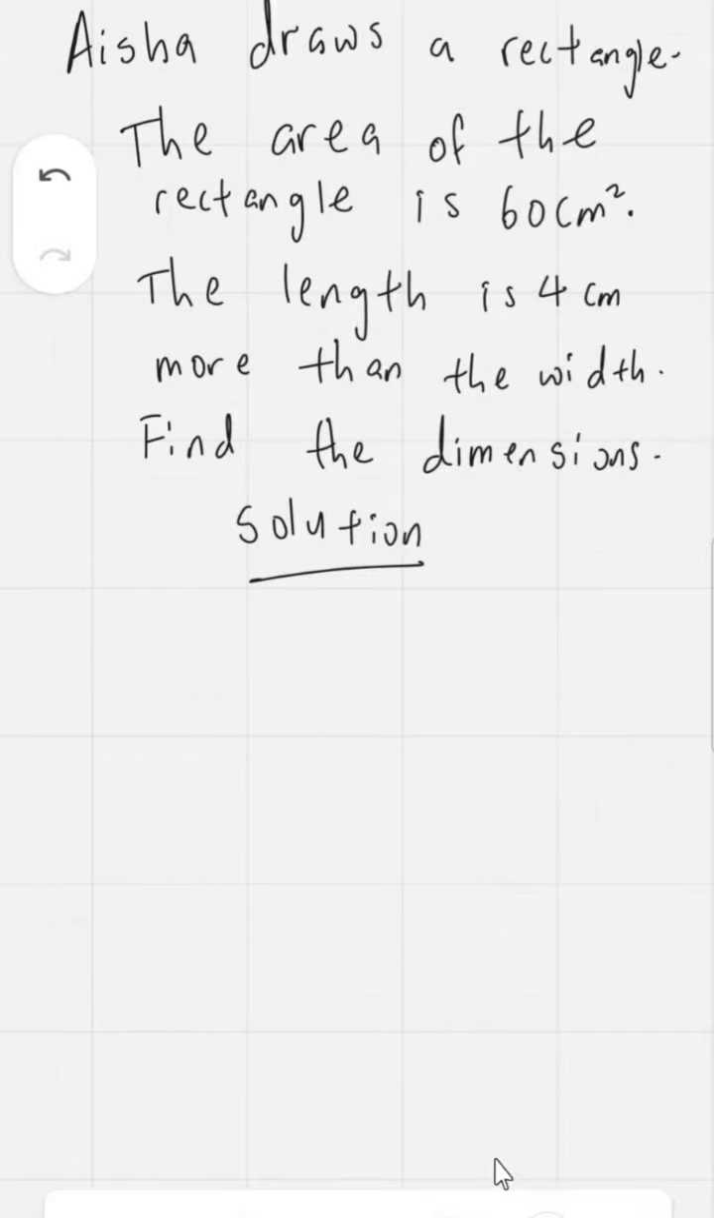Come again. So today the question is, Aisha draws a rectangle. The area of the rectangle is 60 centimeters square. The length is 4 centimeters more than the width. Now the first thing you need to understand is, what is the area of a rectangle?